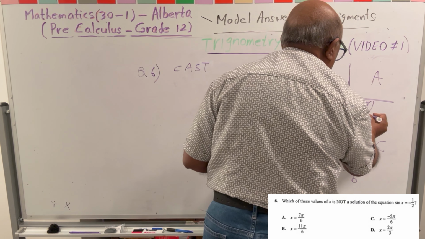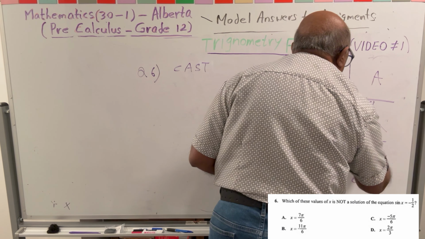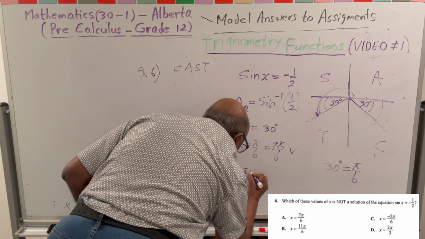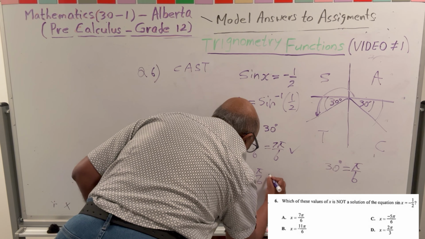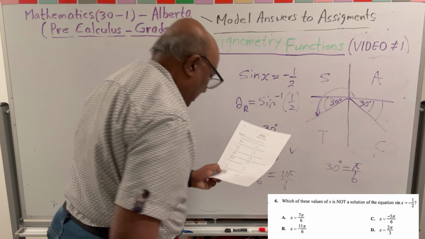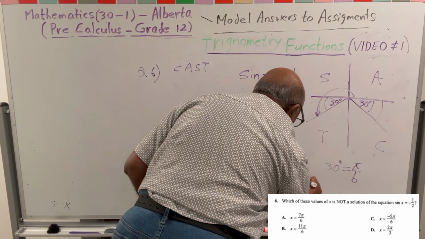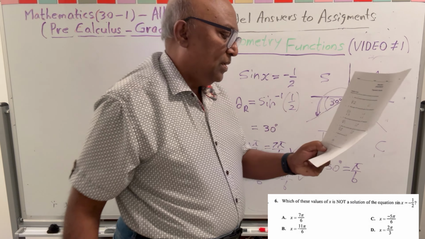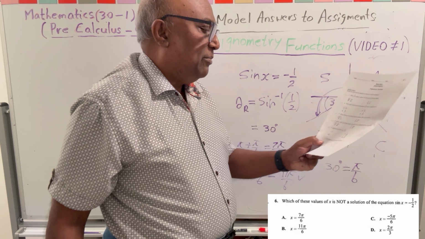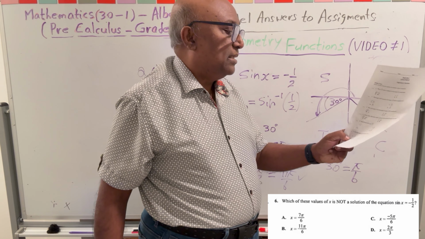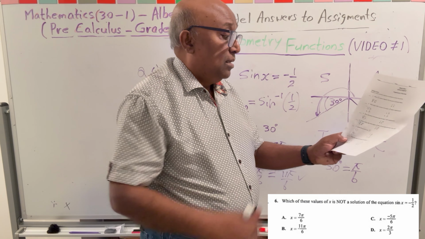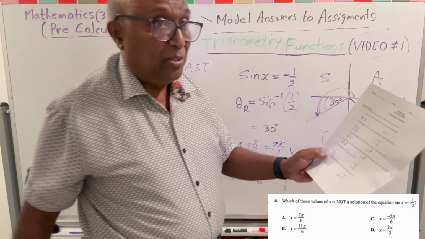Let's read this angle. 2 pi minus pi by 6. This is equivalent to 11 pi upon 6. Yes, there is an answer for this also. This is also included. That means A is yes, B is yes. A is a solution, B is a solution.